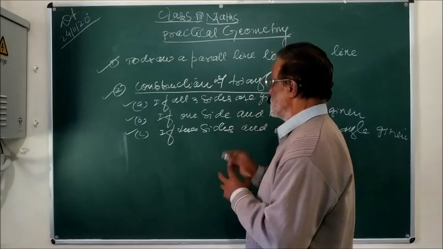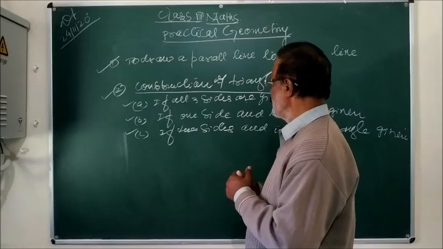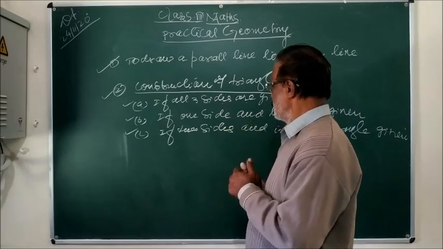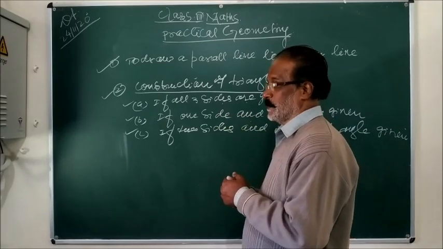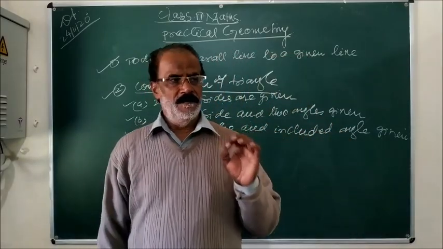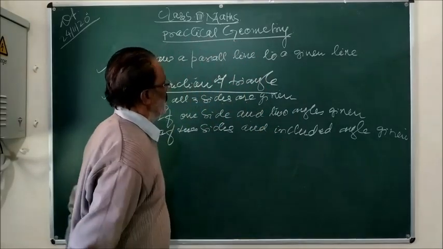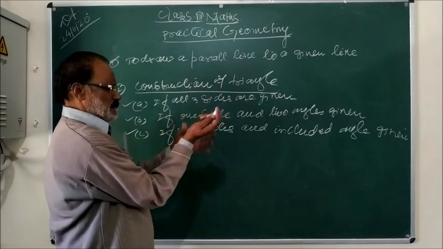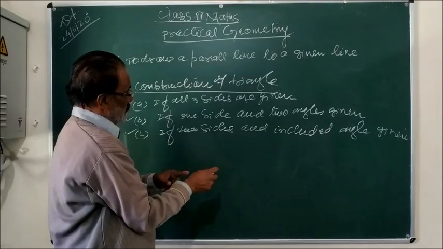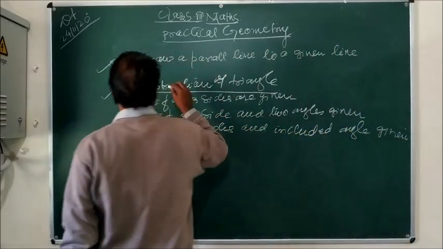There are three situations under which you can draw the triangle: if all the three sides are given, if one side and two angles are given, and if two sides and the included angle are given. First you see how you will draw a parallel line to a given line. I am not using the geometrical box, but you try to see, and when I get time, I will explain with that geometrical box.